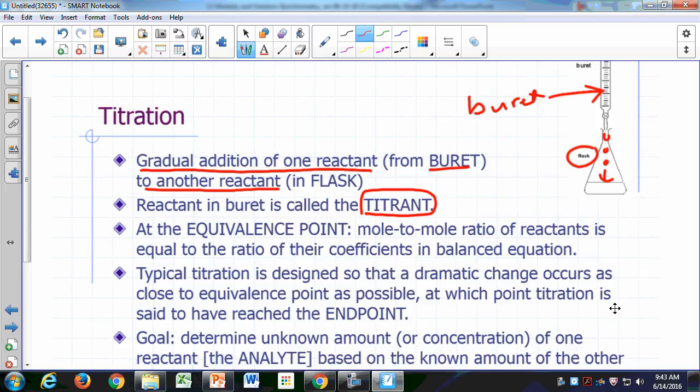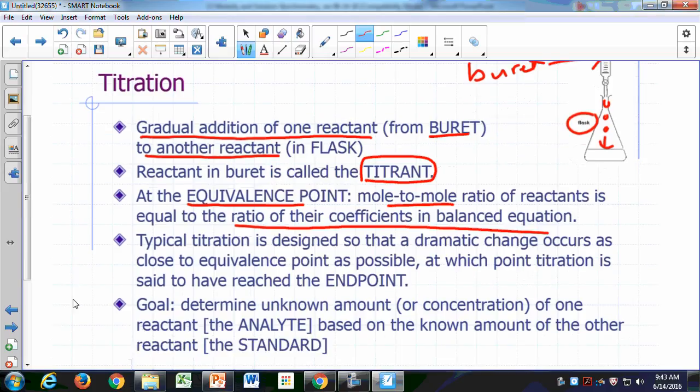Now, the goal of a titration is to find the equivalence point. At the equivalence point, the mole-to-mole ratio of the reactants that have been mixed would be equal to the ratio of their coefficients in the balanced equation.